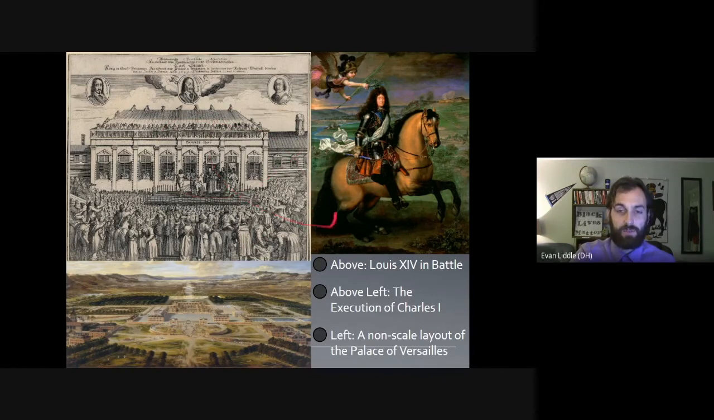This is the execution of the English King Charles I. This is how you get limited government. You cut the heads off of your kings every now and then, and kings don't act up too much.